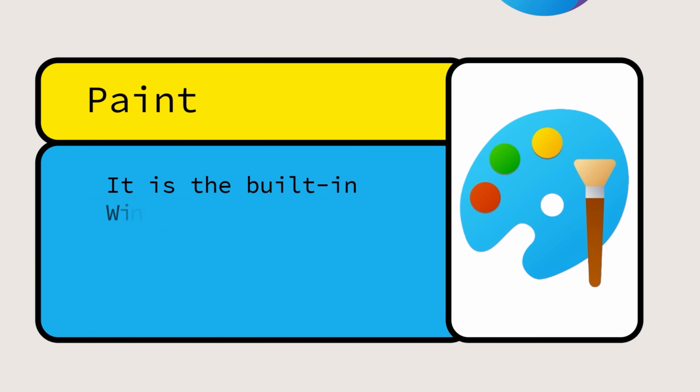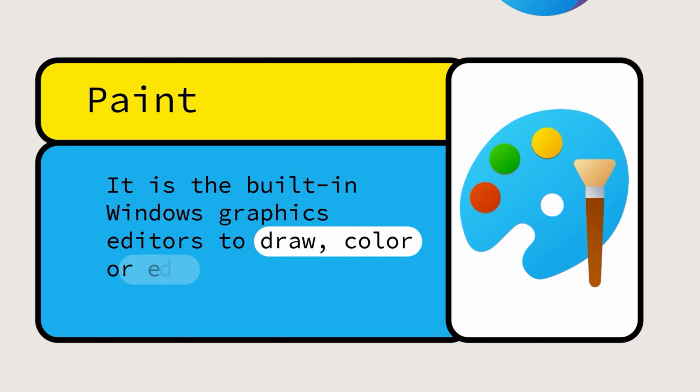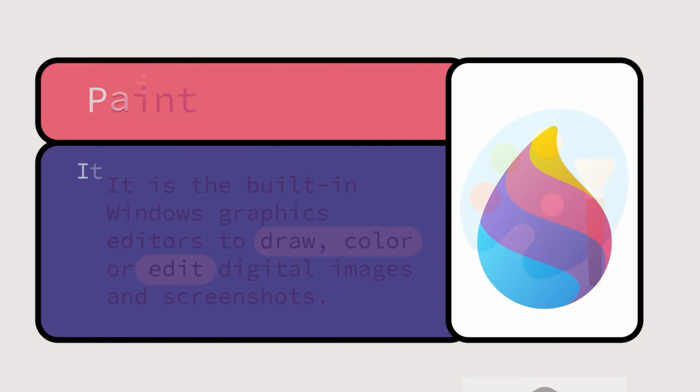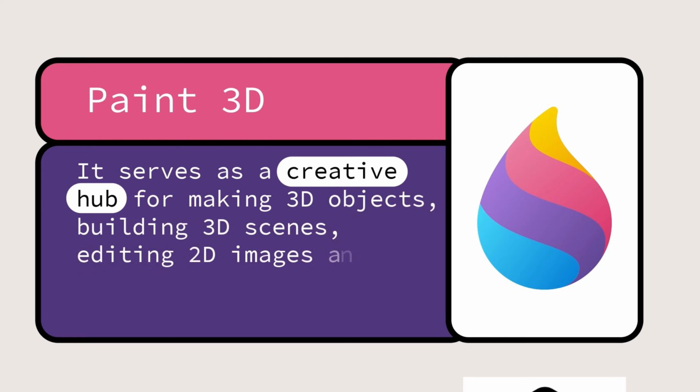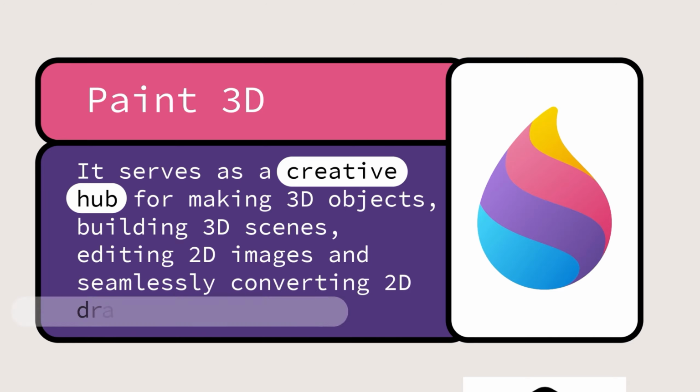Paint. It is the built-in Windows graphics editor to draw, color or edit digital images and screenshots. Paint 3D. It serves as a creative hub for making 3D objects and converting 2D drawings into 3D models.